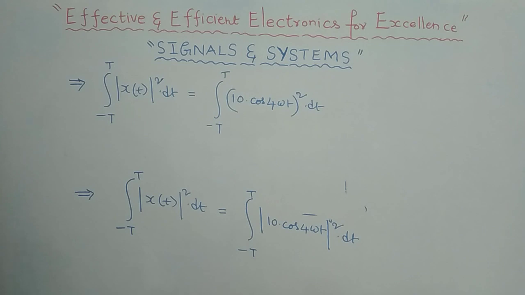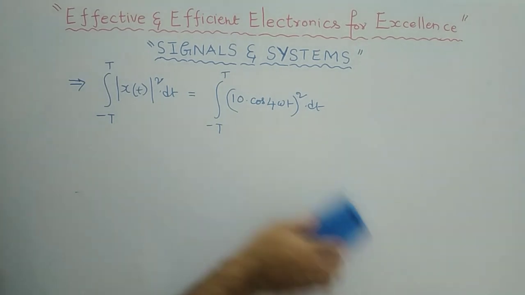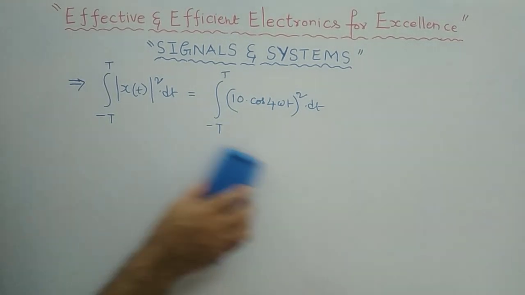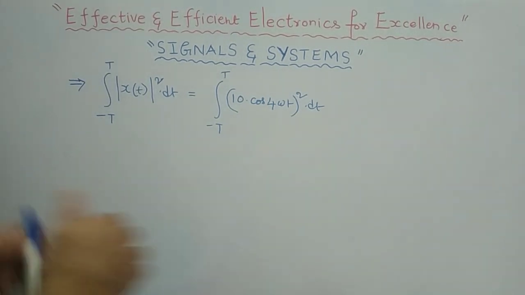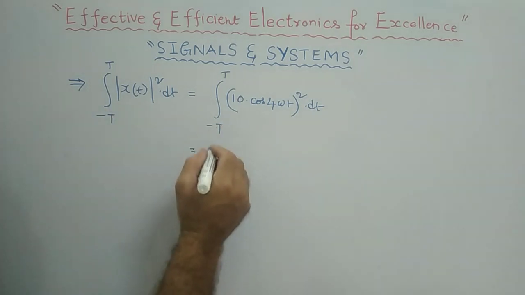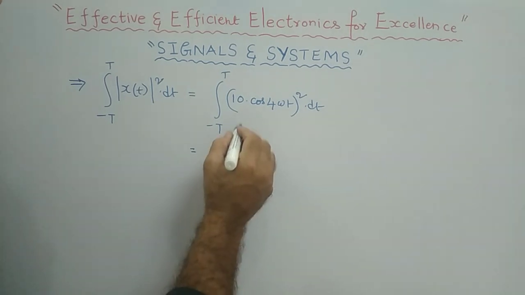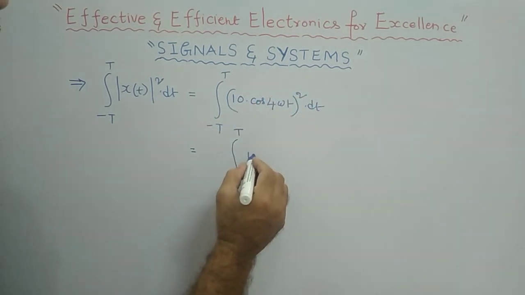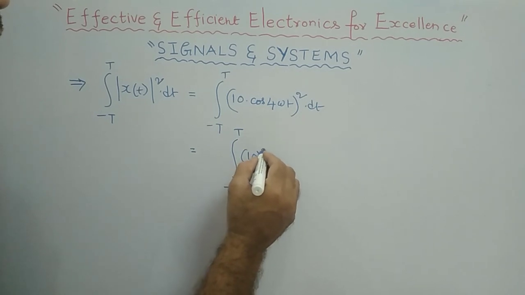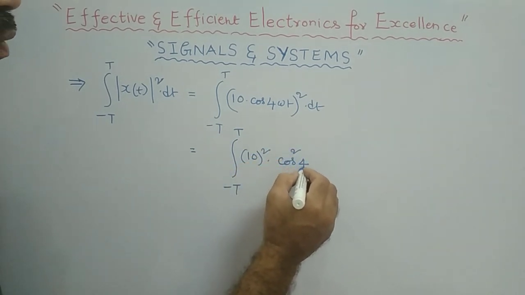Now, what is this? Further, this can be simplified as how? This can be simplified like this. This implies this is equal to, if you further integrate it, integral over minus T to T, it is nothing but 10 square. Shall I write like this? It is 10 square and then cos square 4 omega t.